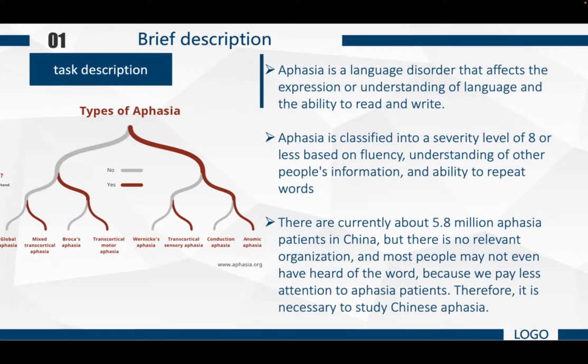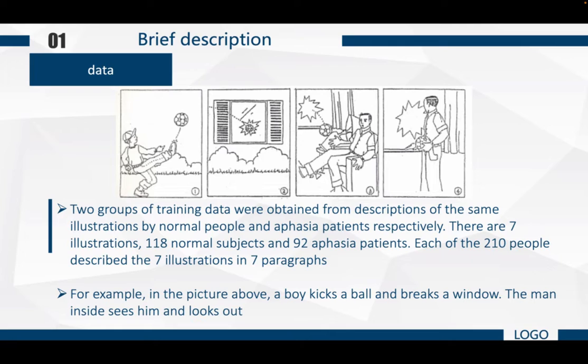Now I am going to introduce the data. There are two groups of training data obtained from descriptions of the same illustrations by normal people and aphasia patients, respectively. There are 7 illustrations, 118 normal subjects and 92 aphasia patients. Each of the 210 people describes the 7 illustrations in 7 paragraphs.